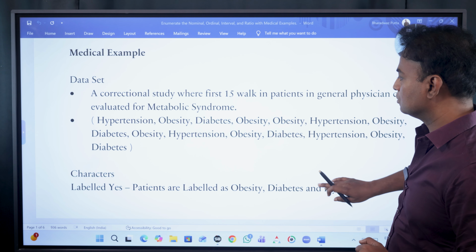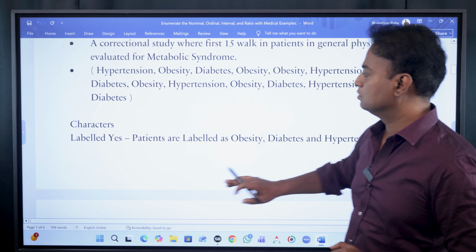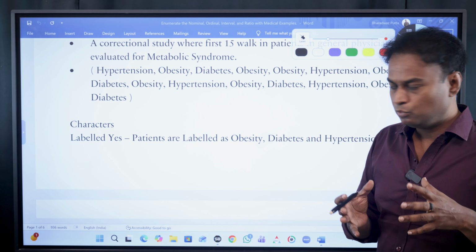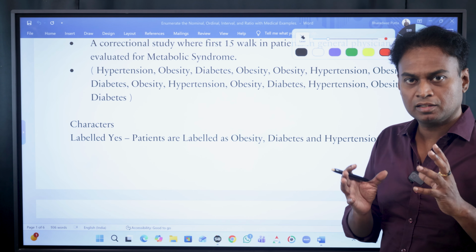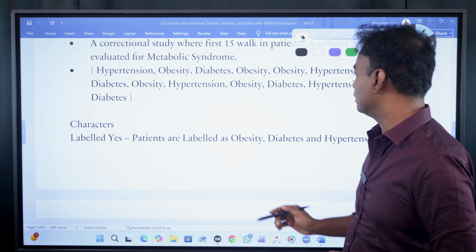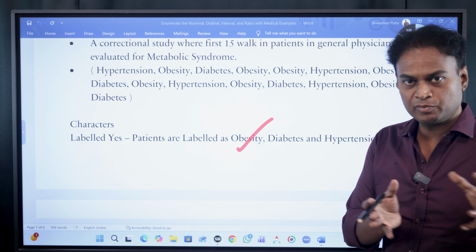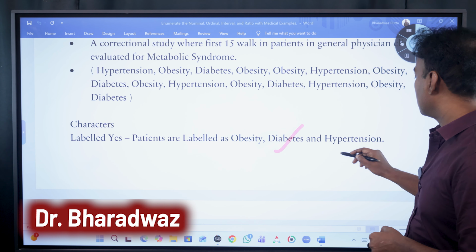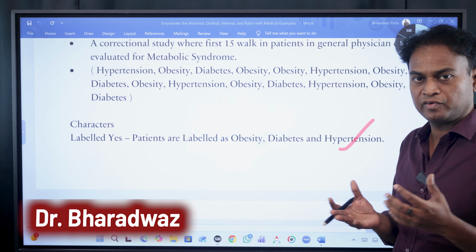What are all the characters you can check? Can this be labeled? Yes, this can be labeled. How can this be labeled? You take these 15 patients and you can categorize the patients into 3. Obesity patients can be categorized separately, diabetic patients can be categorized separately, hypertension patients can be classified separately.